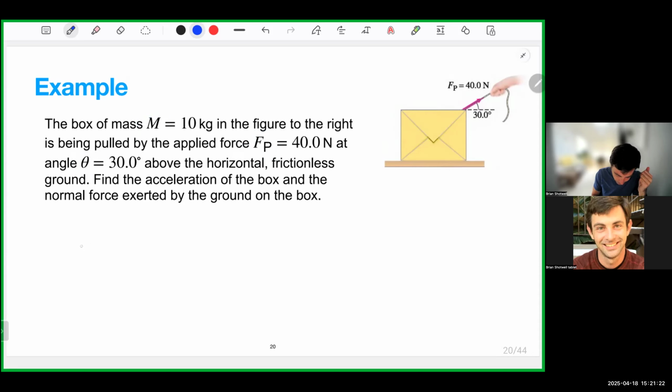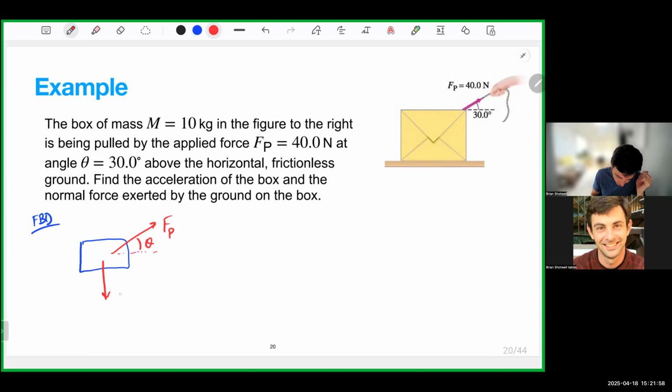Remember the steps that we want to use to solve any Newton's laws problem, and that is to draw a free body diagram. So we choose our object, the box. We're focusing on the box. We want the acceleration of the box and the normal force on the box. So in our free body diagram, the object is the box, and we want to draw the distinct forces acting on the box. There's this applied force that is at some angle theta above the horizontal, and that's Fp in magnitude.